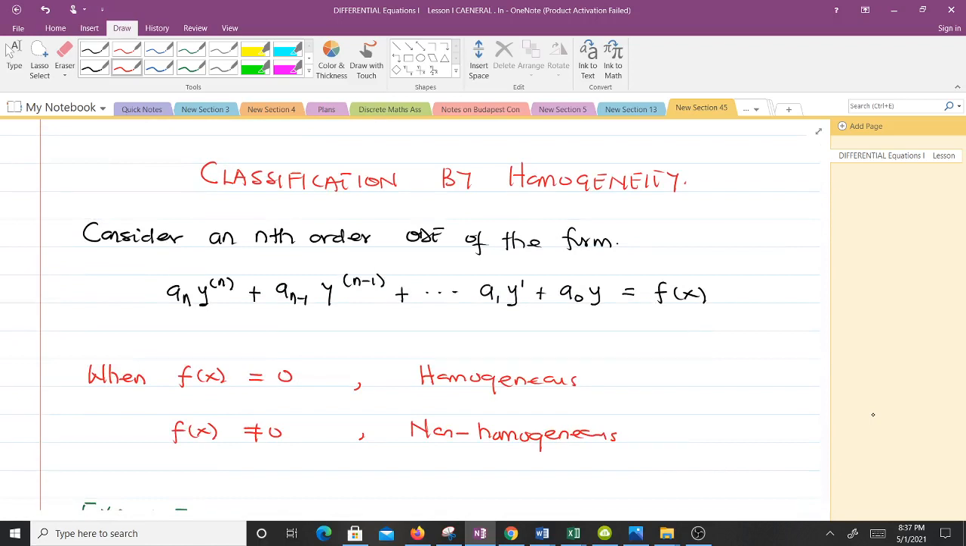Now let's classify it based on homogeneity, whether it is homogeneous or non-homogeneous, and it's the simplest you can ever have. Okay, so let's consider an nth order ordinary differential equation of the form a_n y^(n) plus whatever you can see here. So when this f of x here is 0, that means that our differential equation will be homogeneous. If it is non-zero, then that means our differential equation is non-homogeneous.